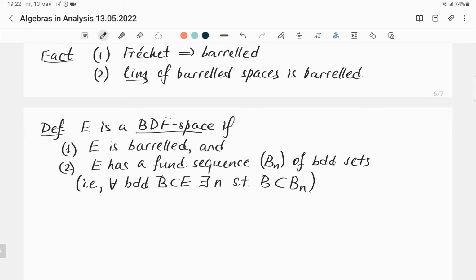Actually, there is a more general notion of a DF space due to Grothendieck. In the definition of a DF space, the first property, the barreledness condition, should be replaced by some technical weaker condition, which I'm not going to define because I'm interested only in barreled DF spaces. So BDF means just barreled DF space. And DF hints at dual to Fréchet, that is, Grothendieck observed that strong duals of Fréchet spaces have some interesting property, and then he axiomatized this property and introduced DF spaces. But at the same time, the class of all DF spaces is bigger than the class of strong duals of Fréchet spaces.